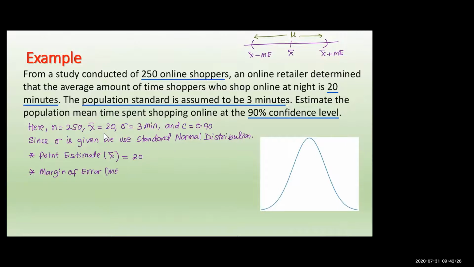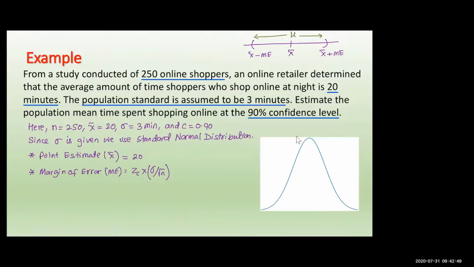And the formula to find margin of error is z sub c multiplied by the population standard deviation divided by the square root of n. We have the population standard deviation sigma here. We have the n, which is 250. We don't have z critical. So first, we are going to find z critical using the standard normal distribution.